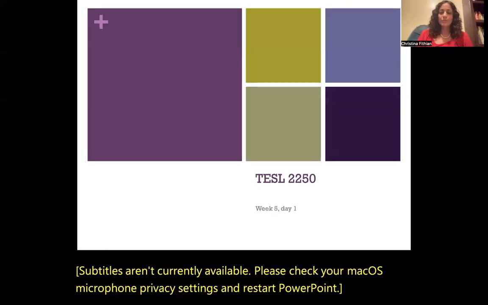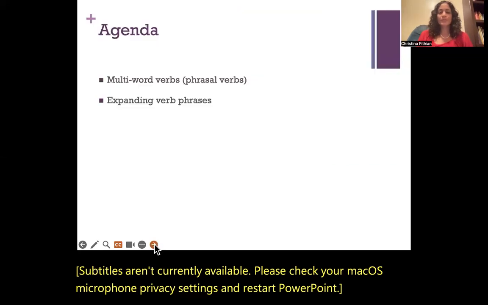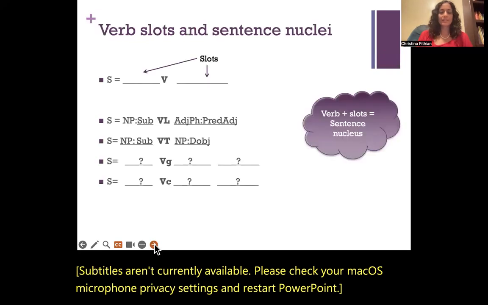Welcome to TESOL 2250. We're going to go over a little bit about phrasal verbs today, or multi-word verbs, and then we'll talk about expanding verb phrases. So we've been talking about our various different kinds of verb formulae, VL versus VT versus VG, VC, VI, all of those different verb types.